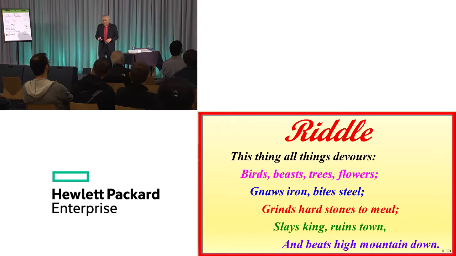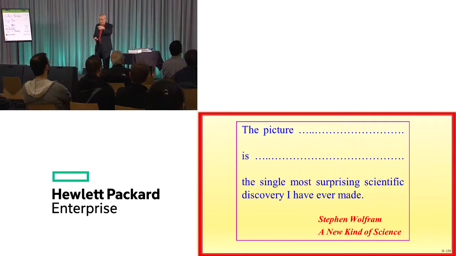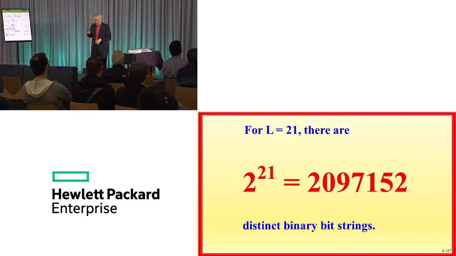Now this picture that we just saw, this rule 30, was so fascinating to Wolfram, and he was right. In fact, I was surprised that Wolfram would have this sentence in his book. I just copied it. He said, "This picture that we just saw is the single most surprising scientific discovery I have ever made." Very strong statement, but he was quite right. By the way, for 21 bits long, it would take 209,000 repetitions. If you restrict to only 21, you work because it never repeats.